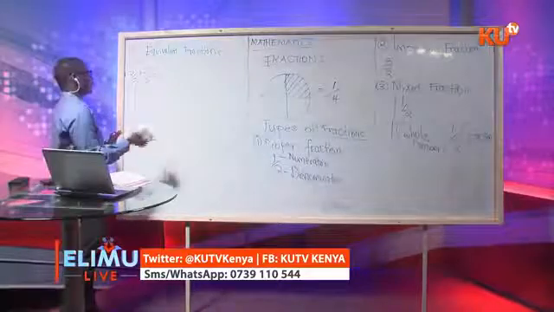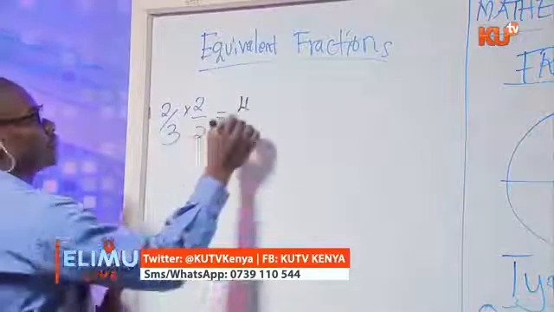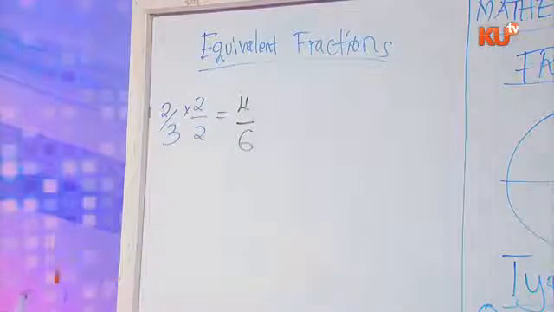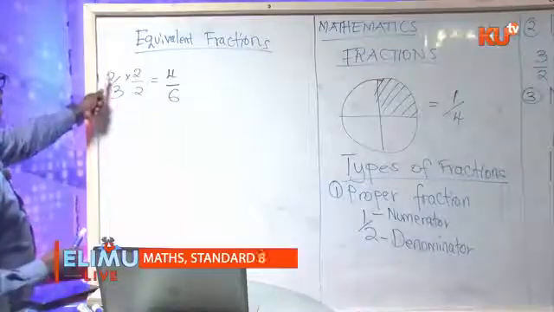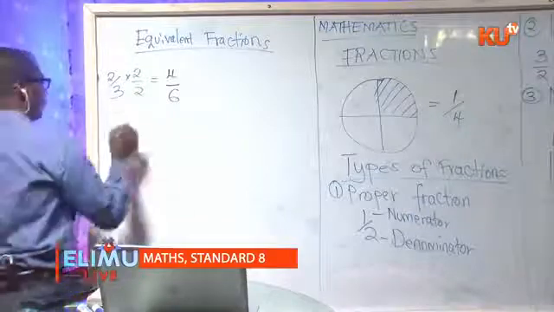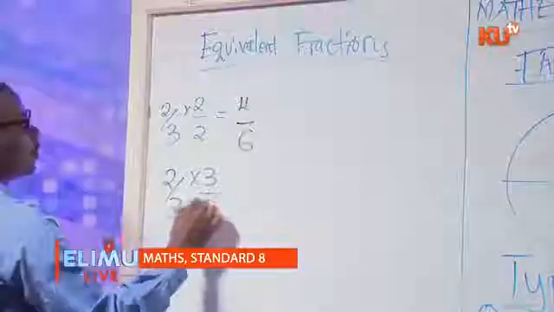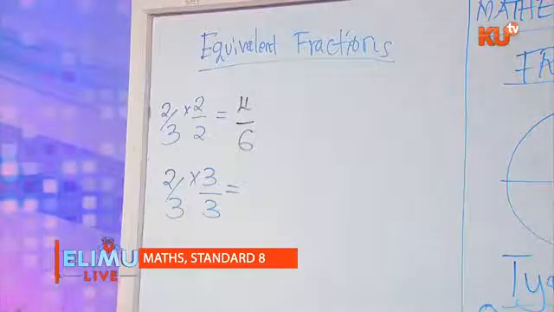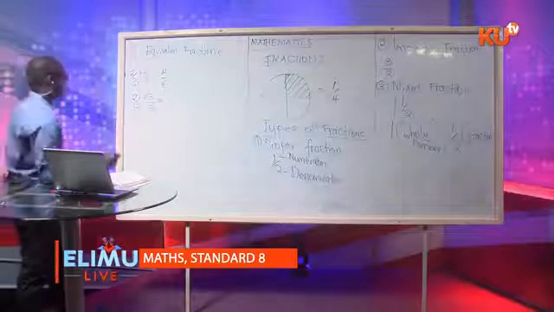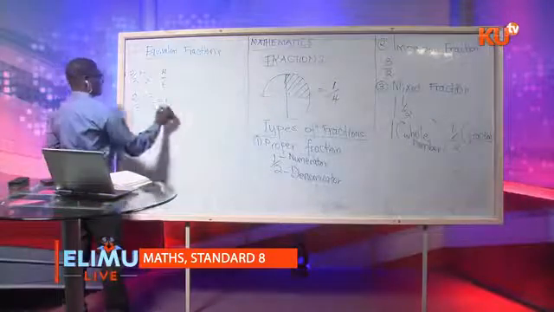So 2 times 2, that is 4, 3 times 2, that is 6. So our first equivalent fraction is 4/6. That is an equivalent fraction to 2/3. Another equivalent fraction, you'll take 2/3 times 3/3. The number that you multiply on the numerator should be the same number that you multiply on the denominator. So 2 times 3 is 6, 3 times 3 is 9.